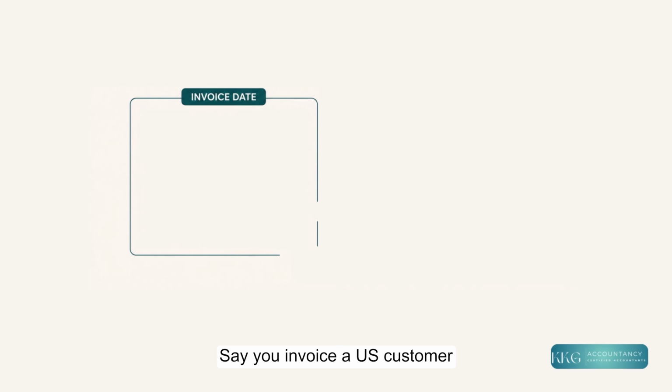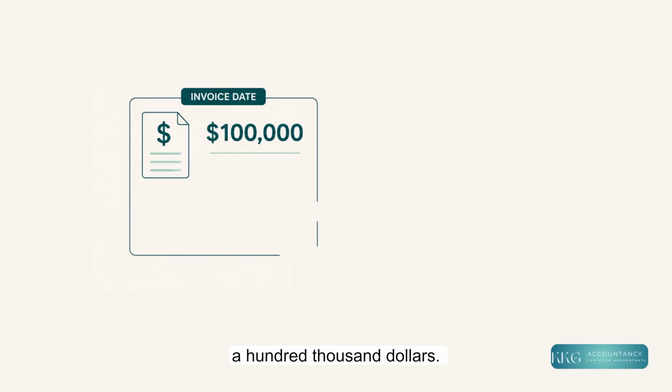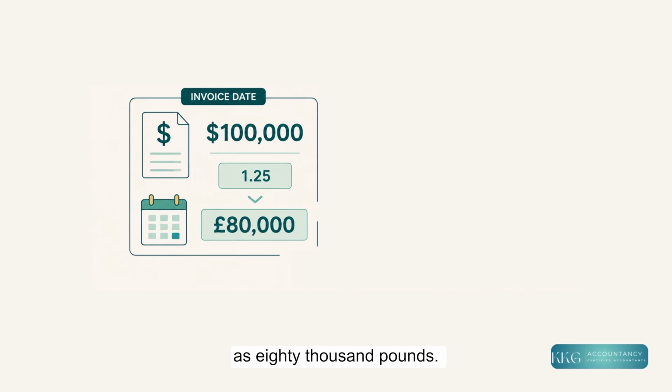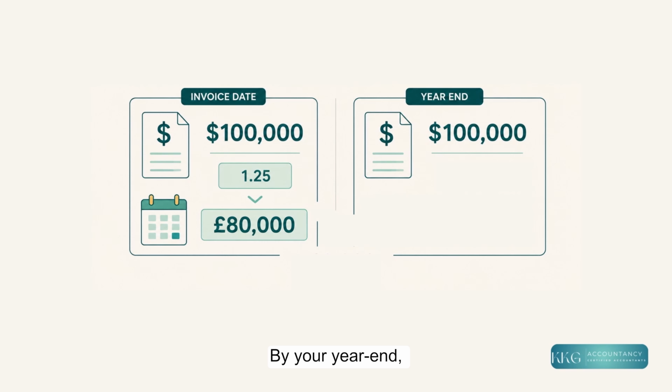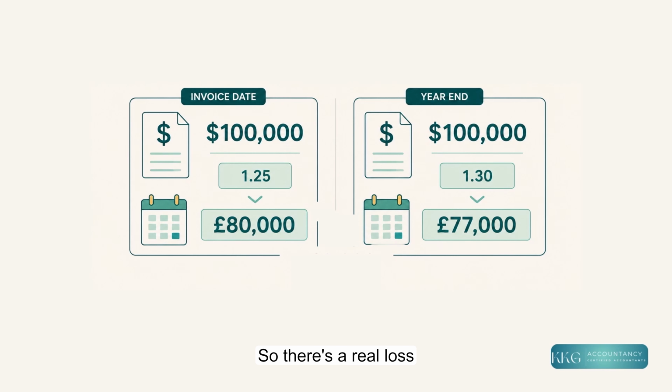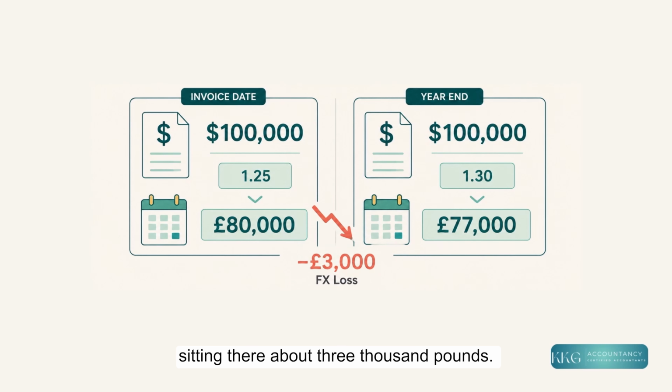Say you invoice a US customer $100,000. On the day, the rate's 1.25, so it goes on your books as £80,000. By your year end, the rate moves to 1.30. That same $100,000 is now worth about £77,000. So there's a real loss sitting there, about £3,000.